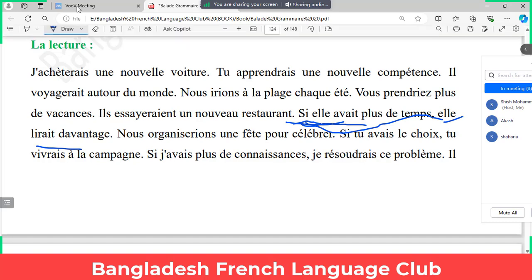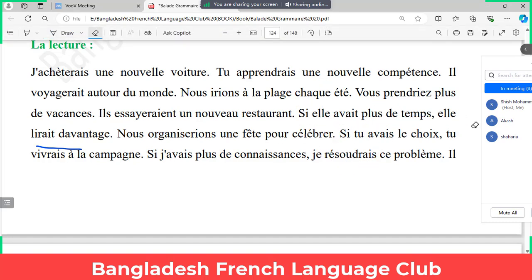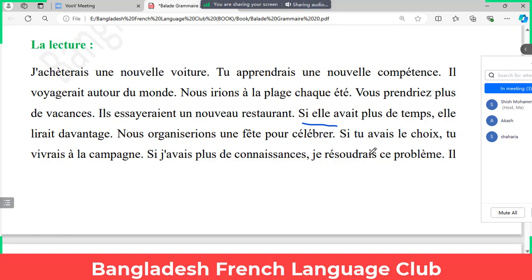Okay. So please read this sentence. Si elle avait plus de temps, elle lirait davantage. Avait means had. If she had, temps means time. Plus de temps, more time. If she had more time, she would read more. Lire is to read. She would read more. Good.